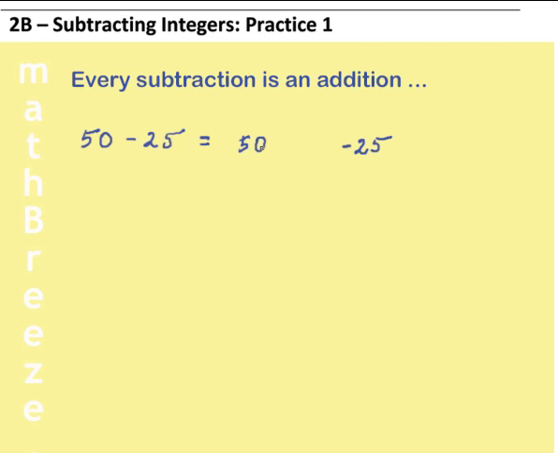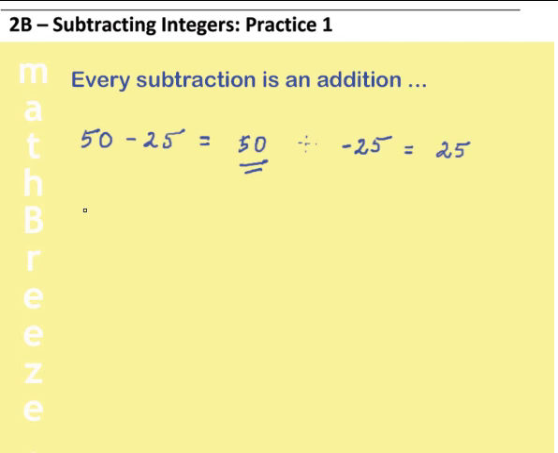So here we have 50 subtract 25, but I'm just going to view this as 50 plus minus 25. So we have this imaginary plus sign in between that we don't necessarily write in. So this is 50 plus minus 25, and that's how we turn a subtraction into an addition. Remember the rule, we subtract and take the sign of the larger number, that is the larger in absolute value, so we say 50 subtract 25 is 25, and since 50 is larger, the answer is positive, so we have positive 25.